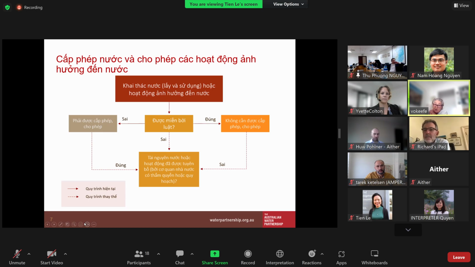So that's another option to make the job more manageable for the department, to phase in licensing over time by declaring water sources.